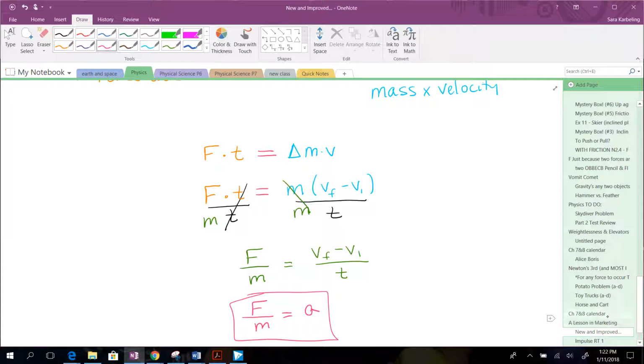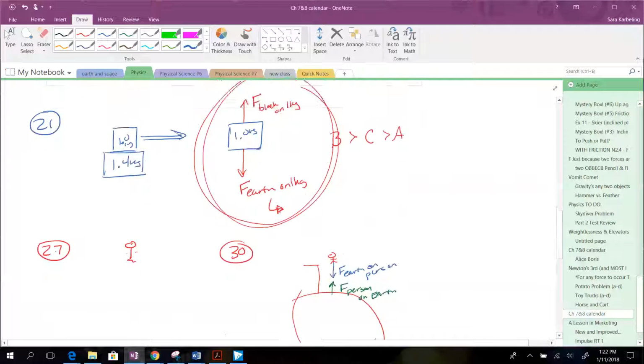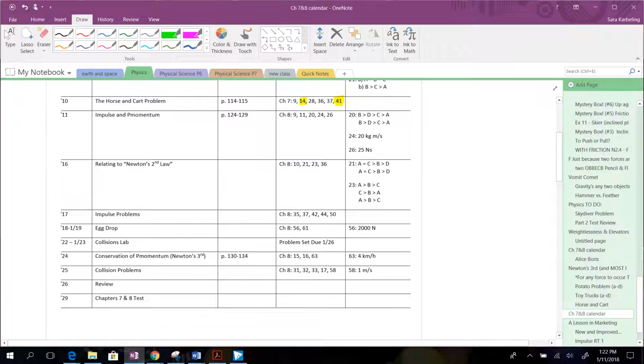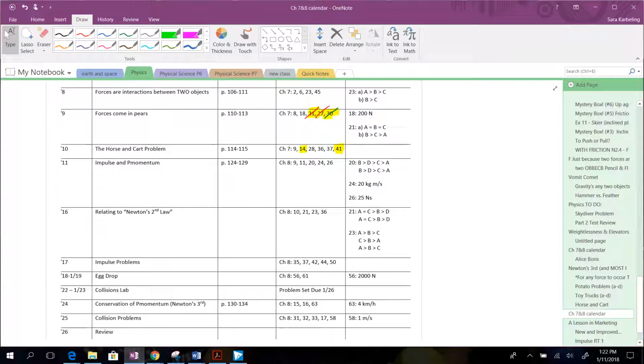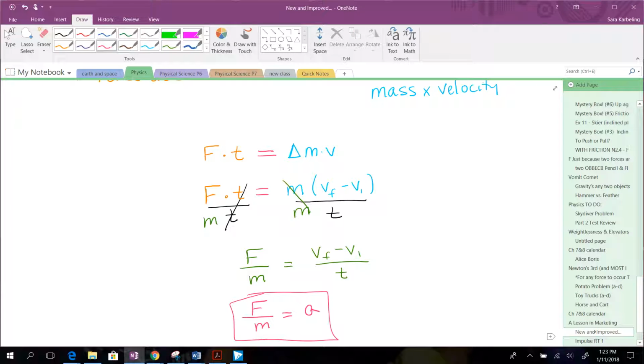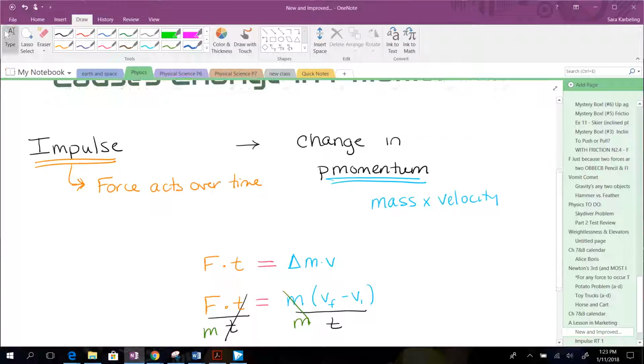I'm going to check this out real quick because I want to make sure. You know how to find momentum, right? Mass times velocity. And you know how to find impulse, force times time. And the last thing that I just want to make sure you know is that force times time equals mass times change in velocity. Now you can do your homework for the weekend.